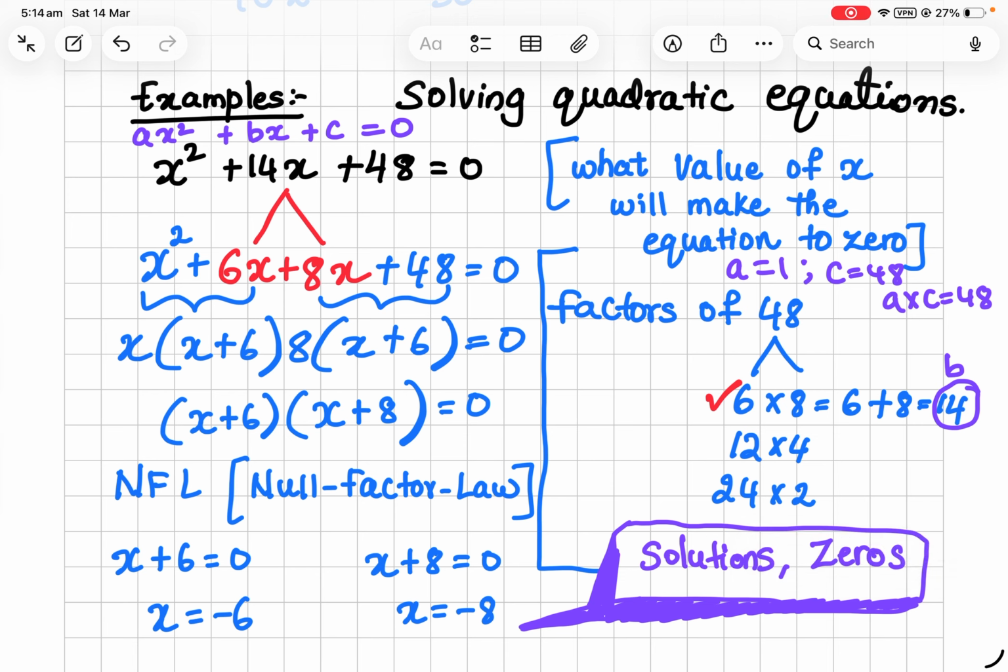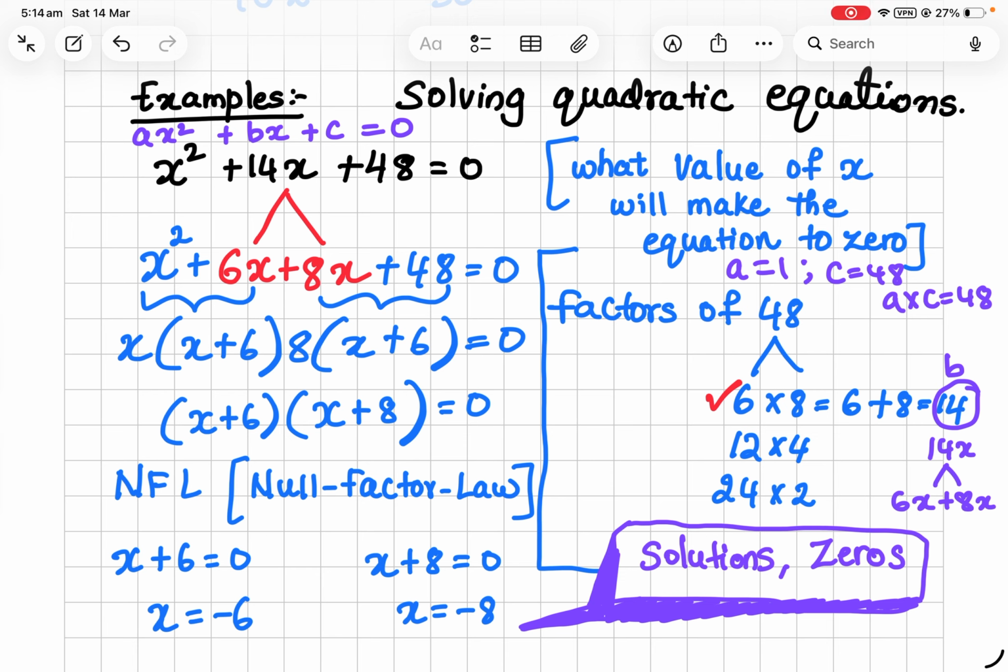So how am I going to break it down? I'm going to write 14x, but I'm going to split it into 6x plus 8x. That's what you're going to see up here. So with my red marker, I'm showing you that 14x is now written as 6x plus 8x. And now let's see grouping.